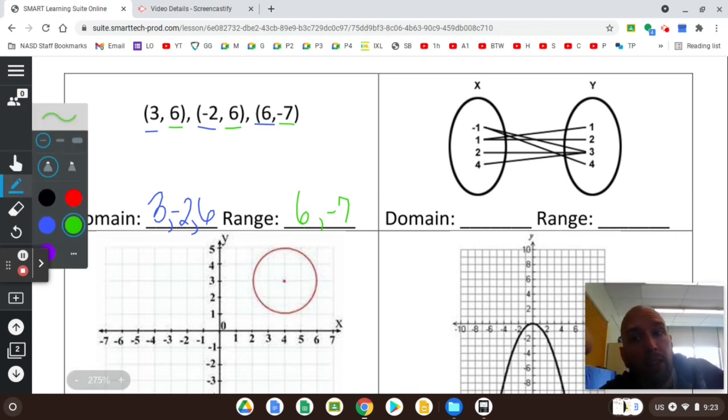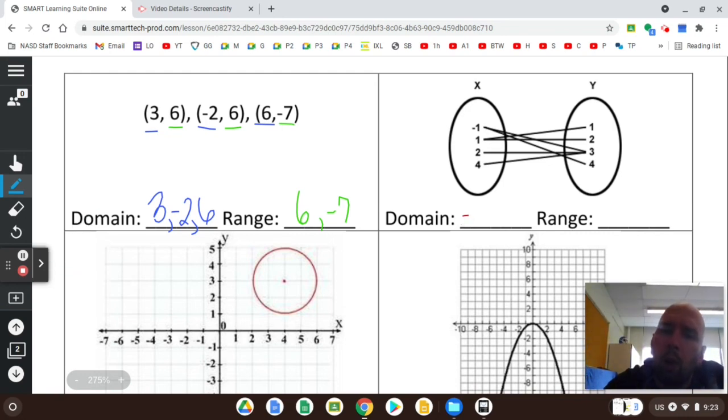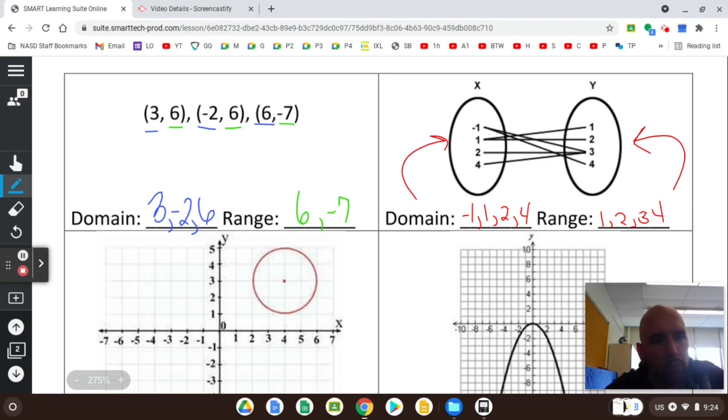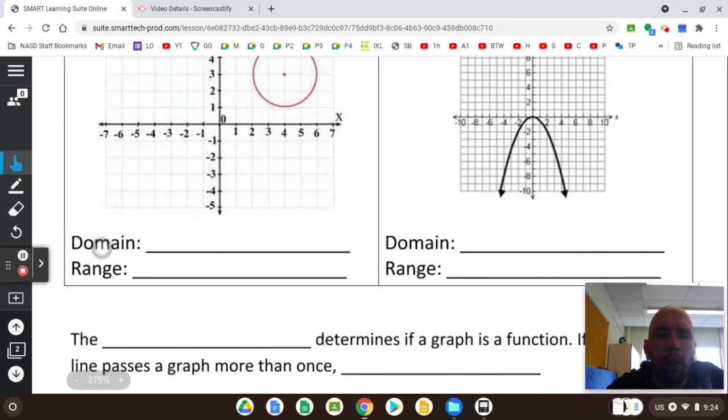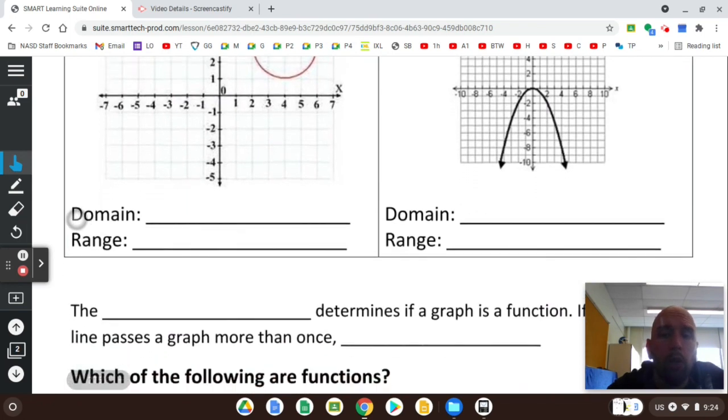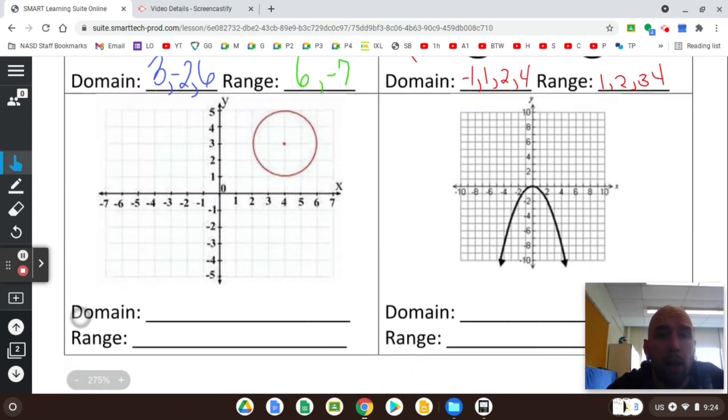which, by the way, is not a function because the negative ones and the regular ones in the domain repeat. But the domain is -1, 1, 2, 4. The range is 1, 2, 3, 4. There's my domain. There's my range. Not a function. This guy is also not a function, and we will talk about that on the bottom half of the problem.